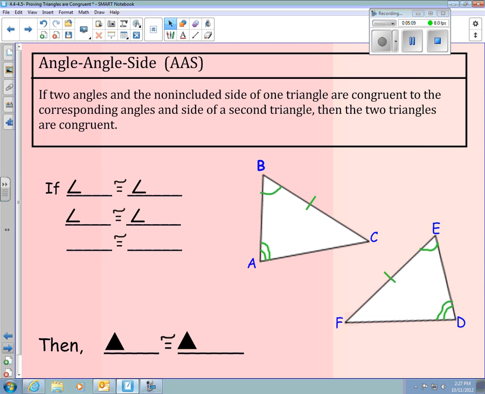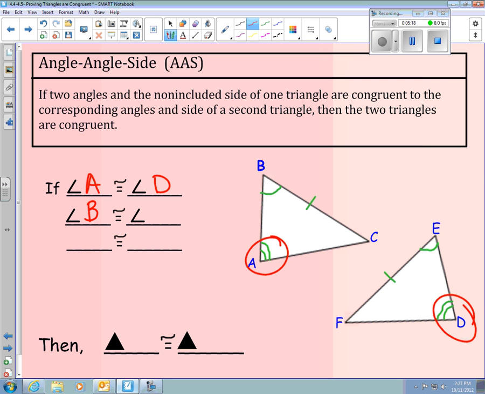So let's go ahead and look at this. If angle A is congruent to angle D, again, we can see that by our congruent markings, and angle B is congruent to angle E, and then that non-included side, BC, is congruent to EF, then we know that our two triangles are going to be congruent. ABC is congruent to DEF. So it's really about knowing the order of angle, angle, and then that other side.